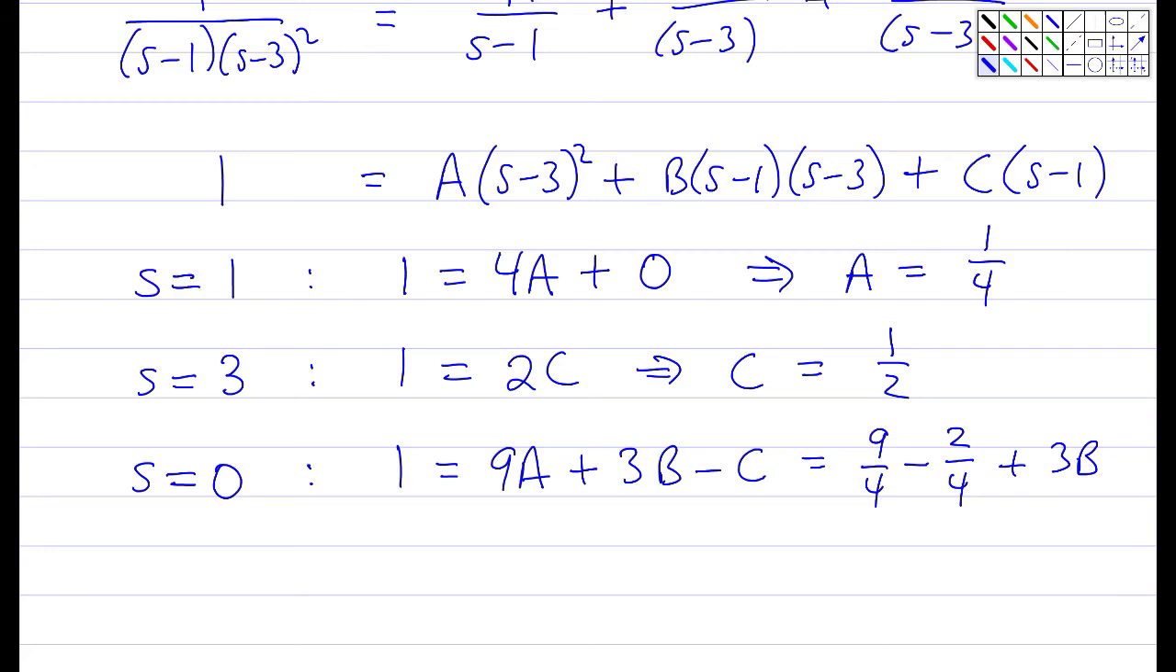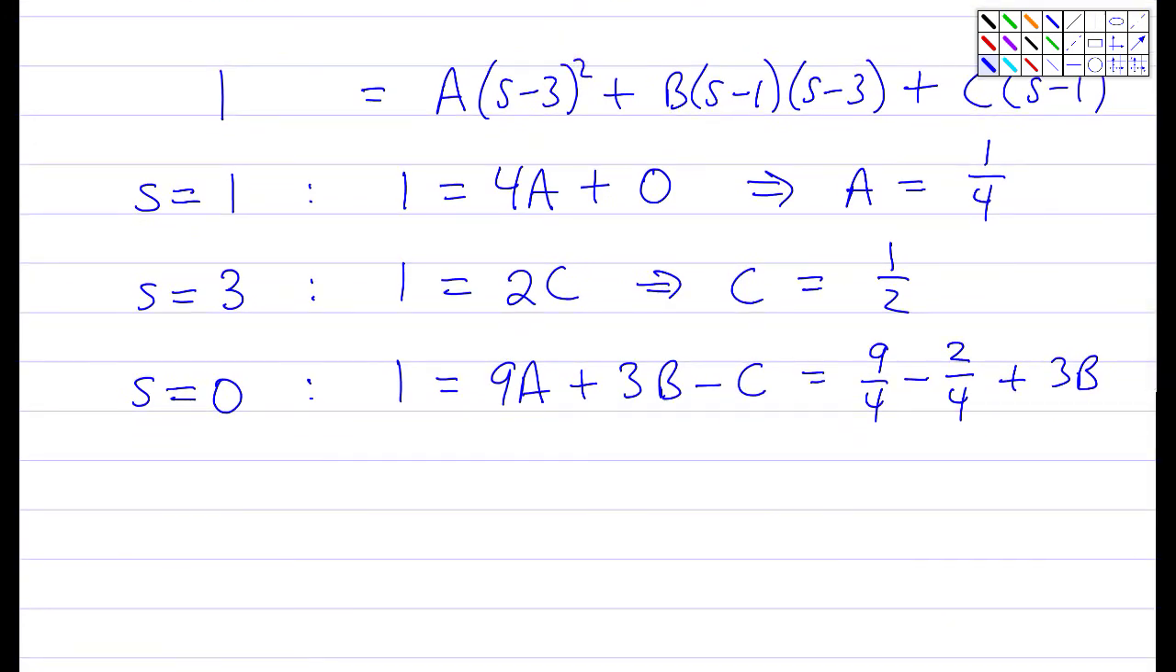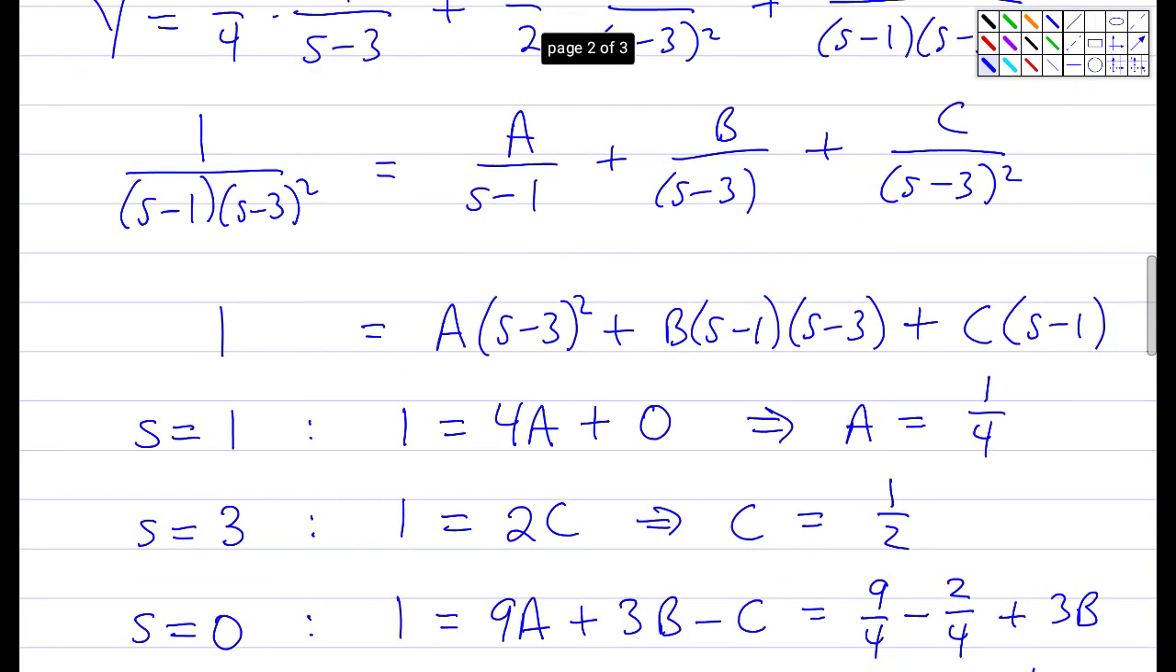Okay. Well, let's simplify that a little bit, and I get 1 minus 7/4, which is minus 3/4, equals 3b. So I get b is equal to minus 1/4. Okay, that's not so bad. We got our three constants a, b, c.